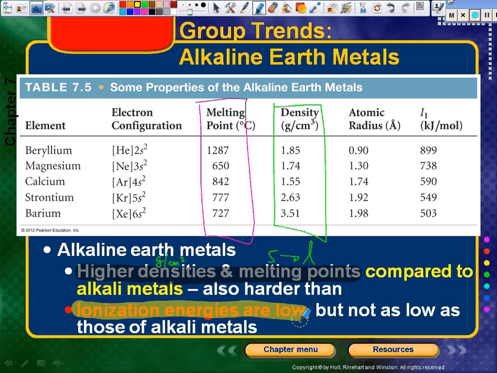If there are 7 electrons in an orbital, what are the chances of something taking all 7 when it only needs 1 more? There's not a chance. We'll get into how that works out. So the ionization energy, again, is the energy required to take an electron. They are low, but not as low as alkali, as group 1. Why do you think group 1 has lower ionization energy? Why would it be less energy to take one? They only have one.